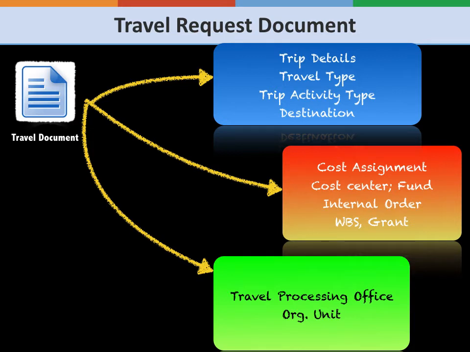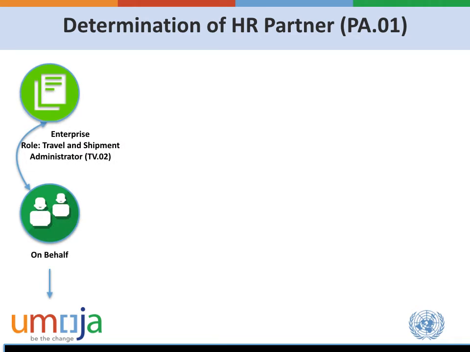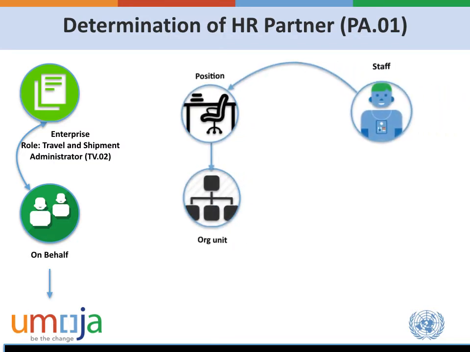With this background, let's get into the step-by-step understanding of the workflow and how the agents or the approvers are determined. Step 1, determination of the HR partner, PA01 role. Any travel administrator who is going to create a trip on behalf of someone will be assigned an enterprise role of travel and shipment administrator, and it's a universal role, in the sense that a travel administrator who gets this role can create travel on behalf of any staff member across Umoja's ecosystem.